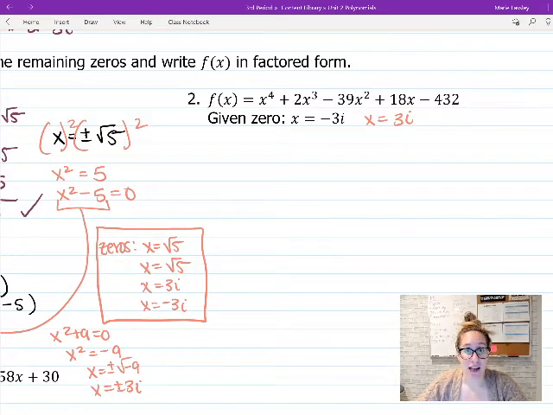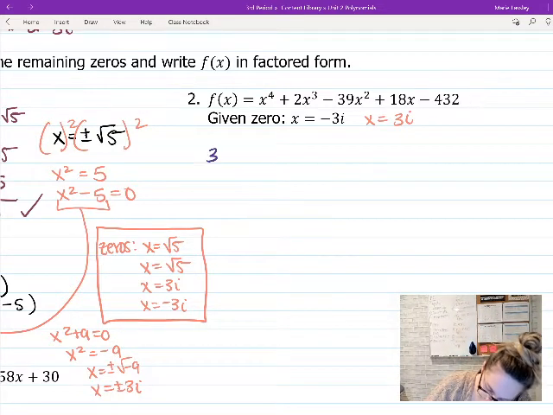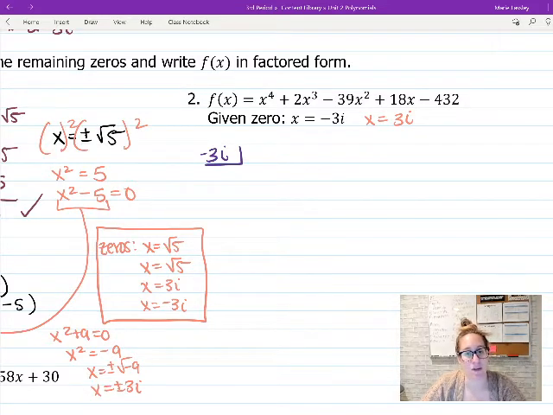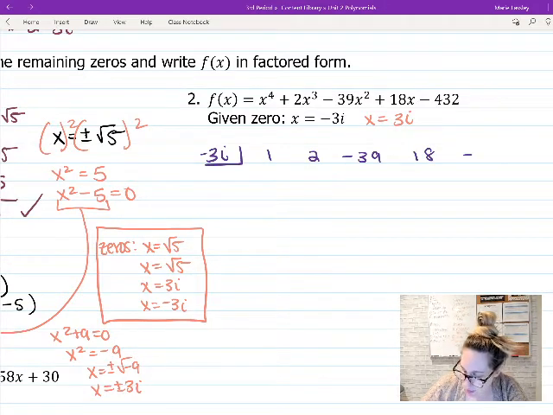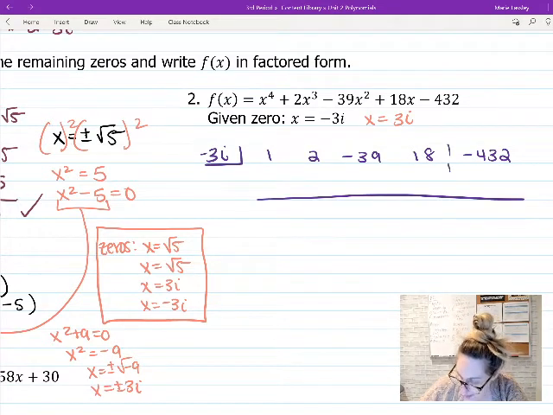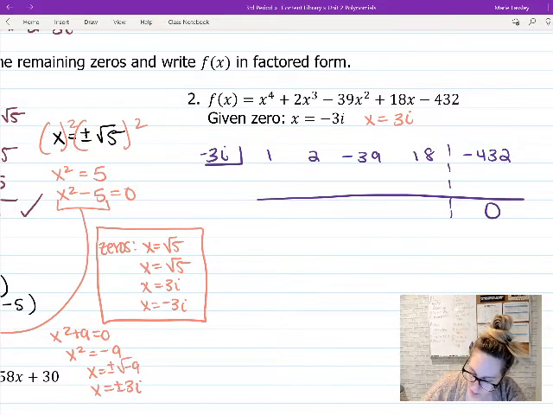Just like with our irrational square root of 5, we're going to take our imaginary zeros and put them in the corner box, and then line up our coefficients. It doesn't matter which one you start with. I'll start with the negative one just because that was the given one. So now I'm going to line them up. I got 1, and then 2, and then negative 39, and then 18, and then negative 432. Wow, that's a big one. This is my remainder column. Remember, we should end up with 0, so hopefully that's where we end up.